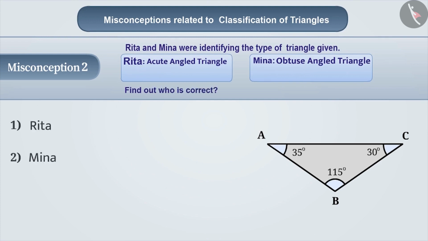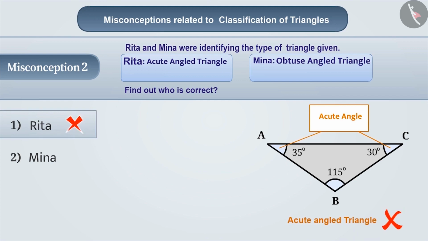Often students make mistakes in identifying the type of triangle. Some students consider a triangle with two acute angles as an acute angle triangle. Therefore, they give the answer as option 1, which is a wrong answer. Such mistakes occur due to lack of knowledge about the types of triangles and their concepts.